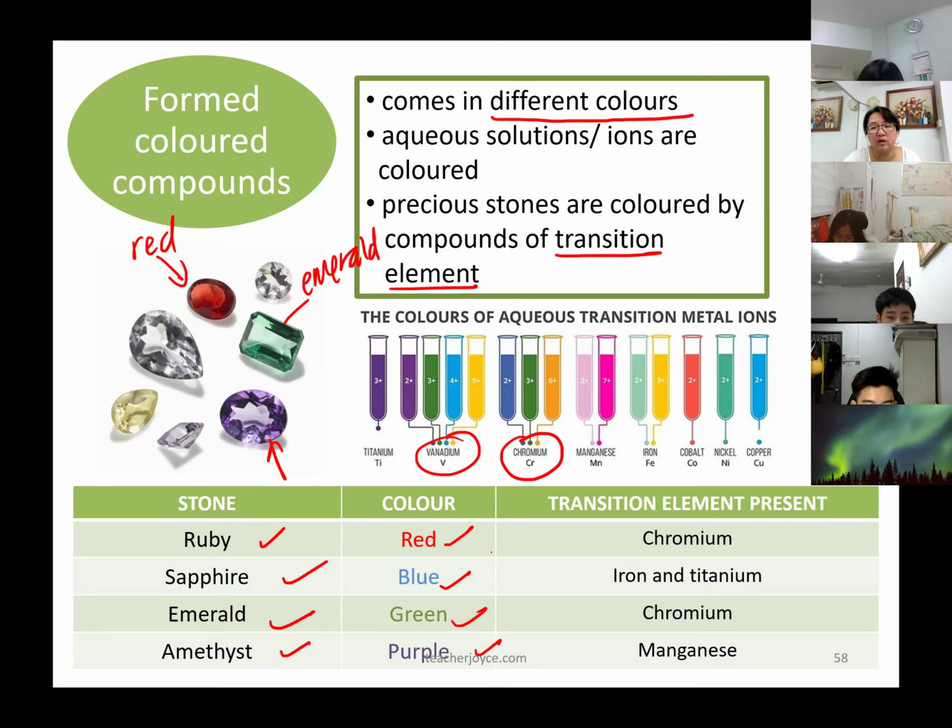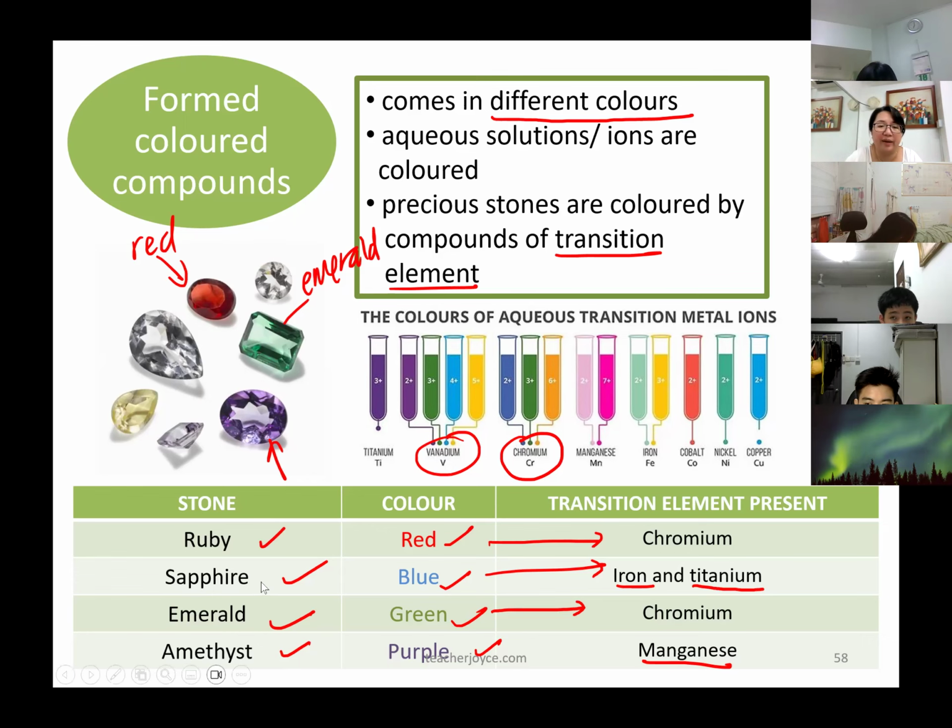Why? Red is due to chromium. But chromium has more than 1 color, see? Green also. We always have chromium. Blue, Titanic is made of iron, but still go down, so it's titanium and iron. See, so easy. And I say manganese sounds like amethyst. If they ask, it is only these few. They won't ask so rare ones. These are the common ones.